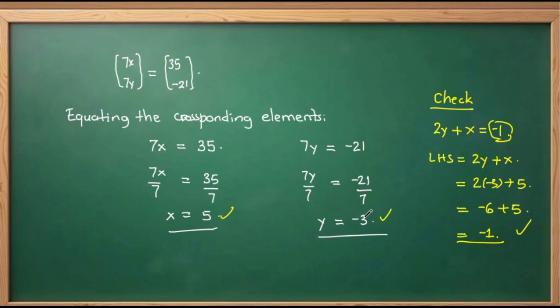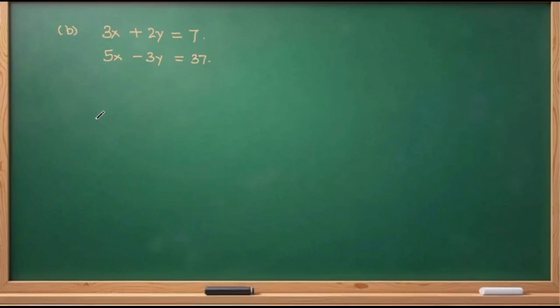Now let's proceed to question B, and you should also prepare to have some checkpoint at the end of this video. In part B of this question, we have already the equations arranged. So the only thing we have to do is to form our matrix equation, where we extract the coefficients. So here we have 3 and 5, then 2, negative 3.